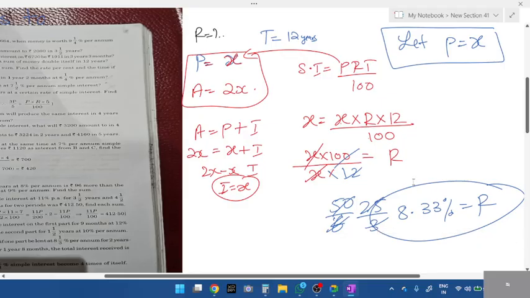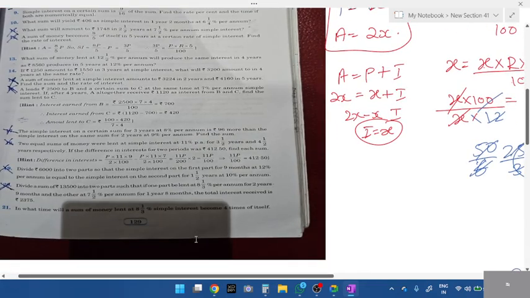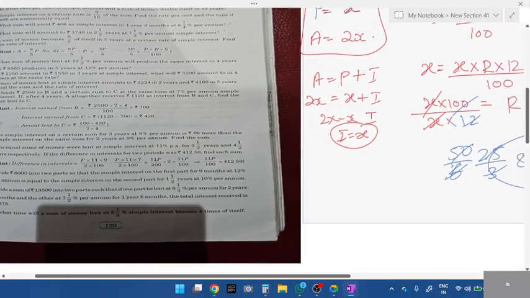Are you done, students? Completed? P is equal to X. Amount is equal to 2X. Simple interest is PTR by 100. Remember this question. The principal becomes twice of itself. So amount is 2X. Shall I erase this? All of you are done? Completed?